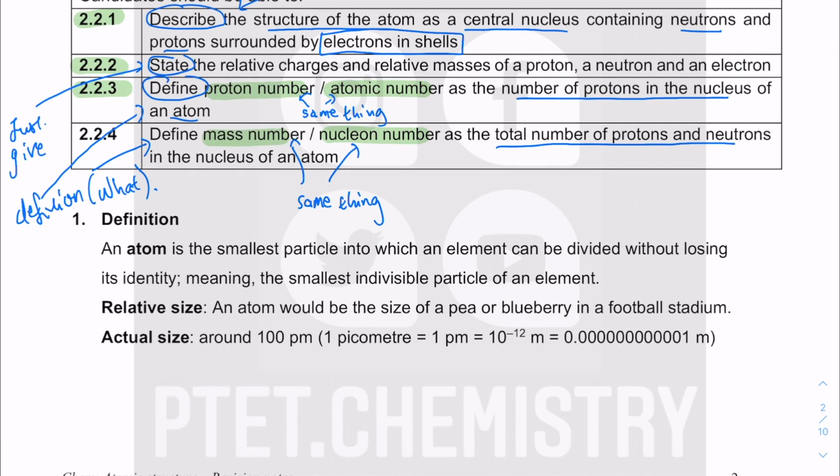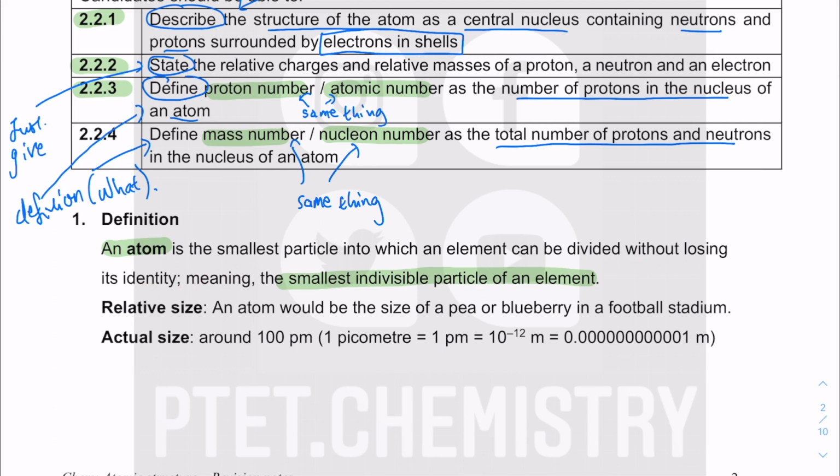So previously we talked about an element consisting of only one type of atom. An atom is the smallest particle that cannot be divided further. It's the smallest indivisible particle of an element. As we know, elements cannot be broken down into simpler substances because they contain only one kind of atom, and the atom is the smallest indivisible particle, meaning it cannot be broken up further without losing its identity.